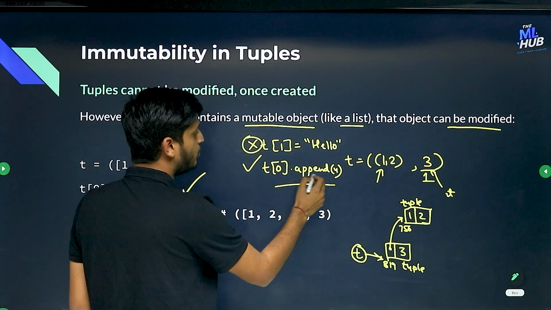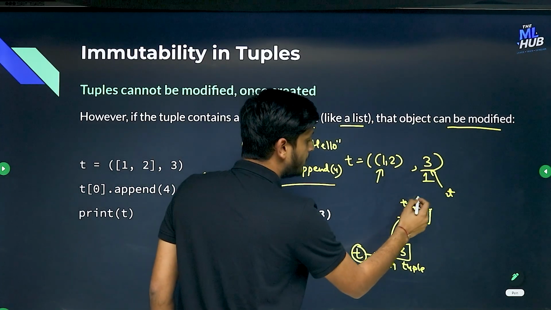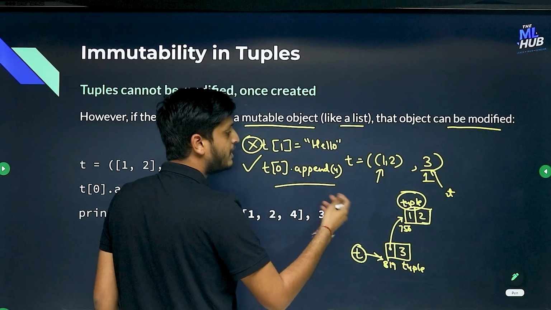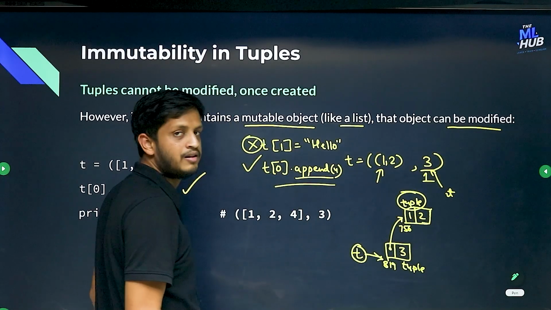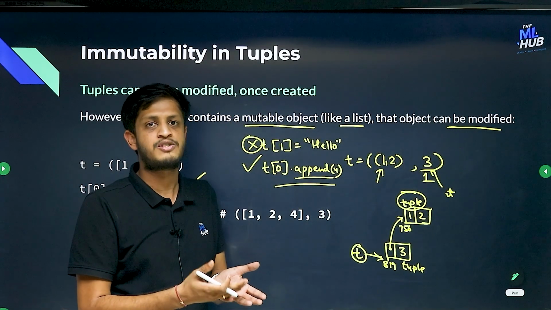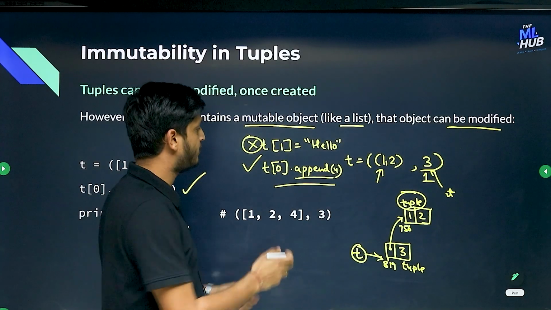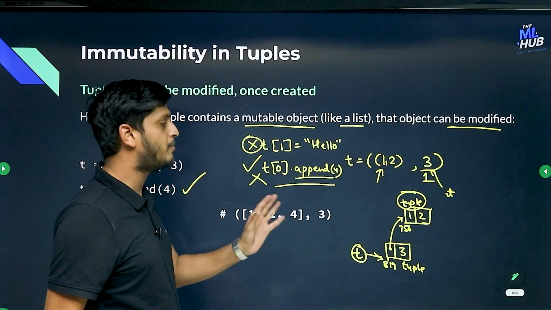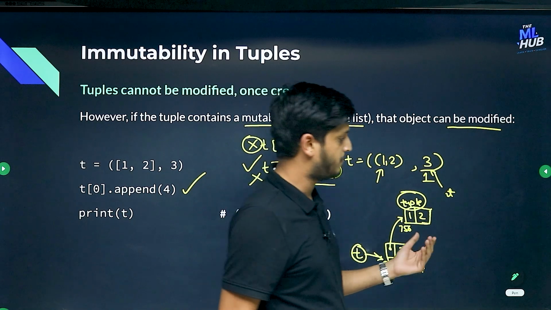Now if you run t of 0 dot append 4, t of 0 is a tuple and it cannot be modified. Actually, there is no append function for a tuple as well. There is no append function present for tuples because you cannot append elements to a tuple. Like tuple cannot be changed. So this will also give you an error. Only mutable objects inside a tuple can be modified.